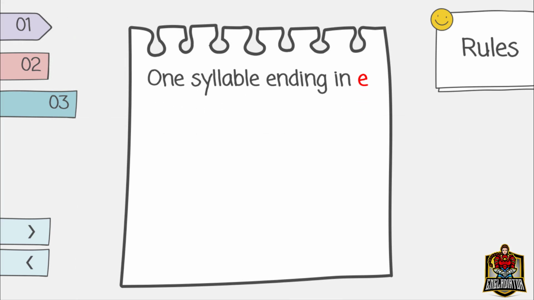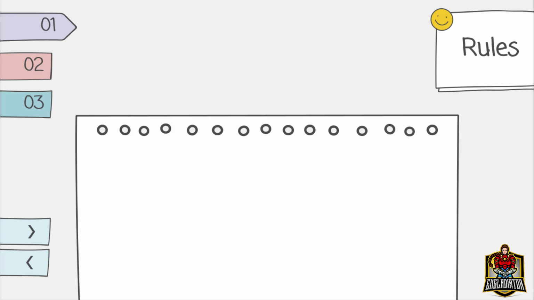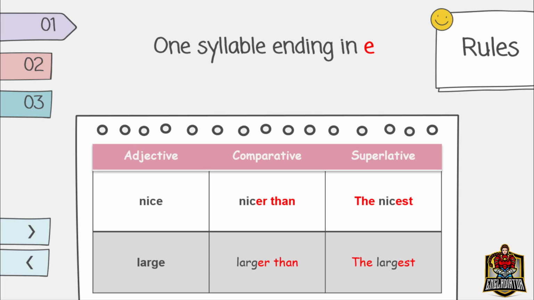One-syllable adjective ending in E. If an adjective ends in E, we add only R or ST. For example, the adjective nice will be nicer than or the nicest. Large will be larger than or the largest.